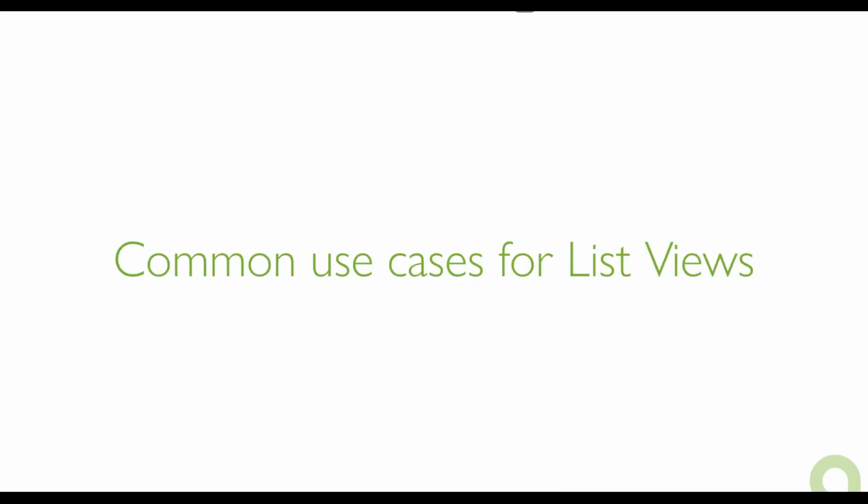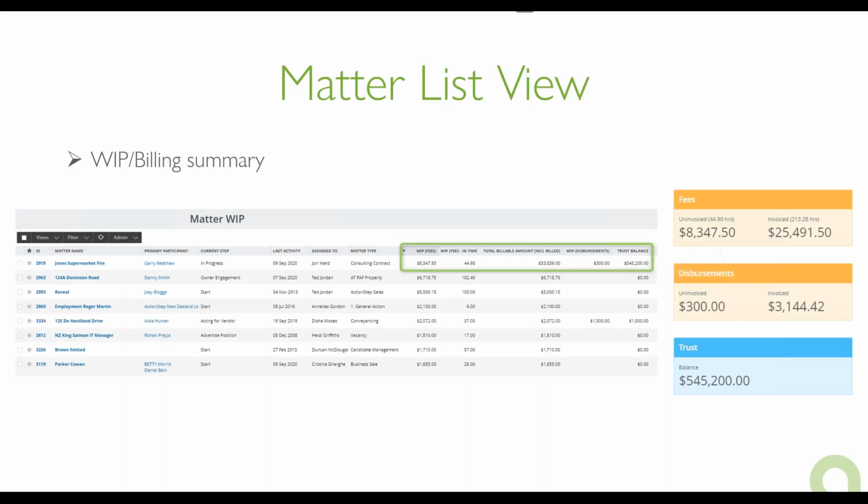Let's look at some common uses of list views. The first is the meta list view. This view can draw nearly all information in regards to billing, participant, and custom data. One of the most common uses for this list view is to show the outstanding WIP fees, also known as work in progress, the WIP disbursements, the amount billed, and the trust account balance. The idea is that it gives you an overview of the value that is waiting to be billed for each matter.